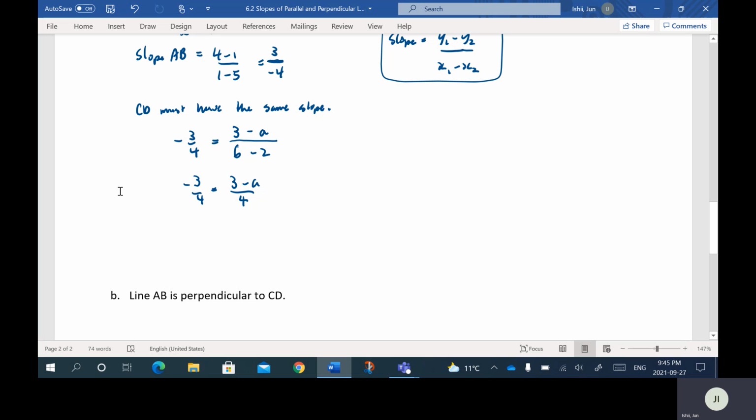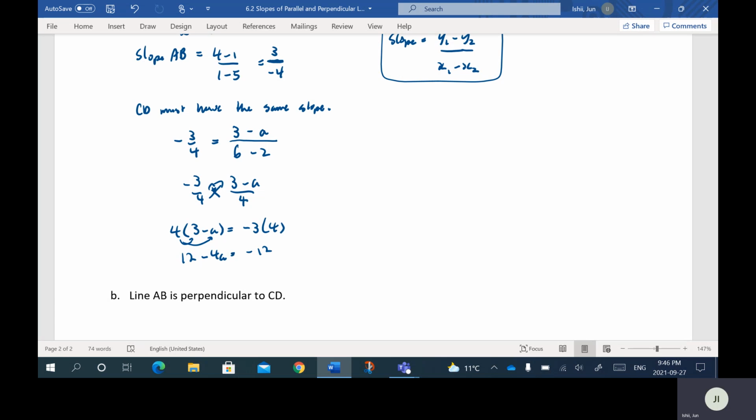Now to solve for A, we can cross multiply. Or actually, you know what, we can multiply both sides by 4 and the 4's cancel. But anyways, I'm going to cross multiply because I started it. Either way, we're going to get the same answer. So this means that 4 times 3 minus A is going to equal negative 3 times 4. If I expand out these brackets, I get 12 minus 4A equals negative 12.